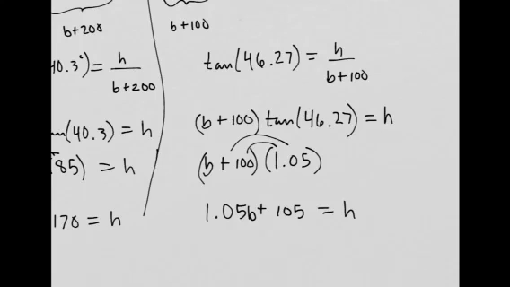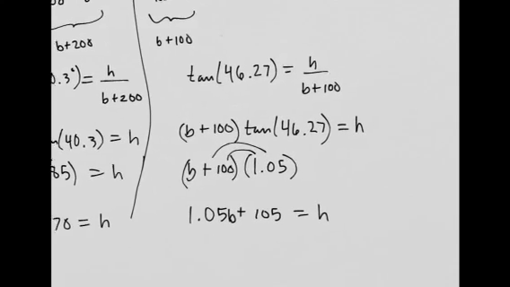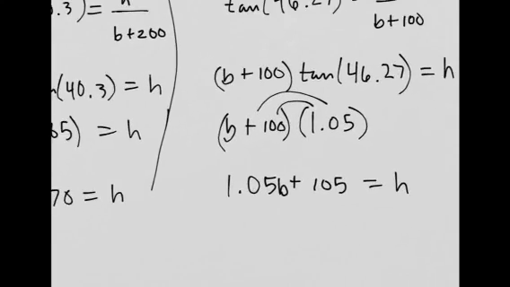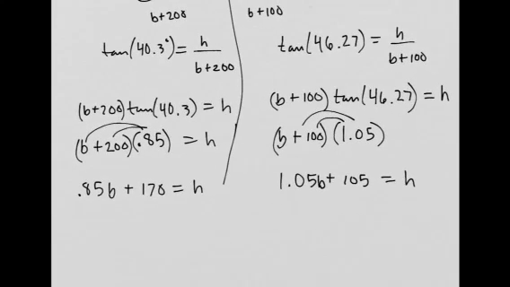Doing all the same steps for the other triangle, take the tangent of the angle, that equals the opposite over adjacent. Multiply both sides by b plus 100. Distribute. So we have two equations, two unknowns. Yes? This is just an algebra 1 problem now. Solve for... You could use elimination. To me, they're not nice numbers, so I wouldn't use elimination.